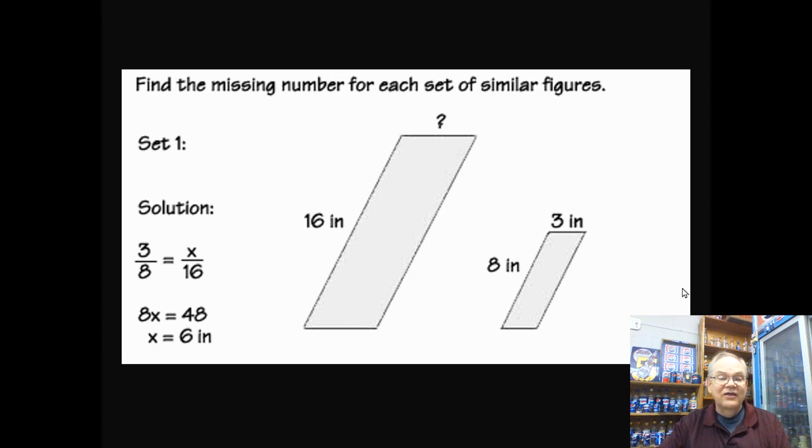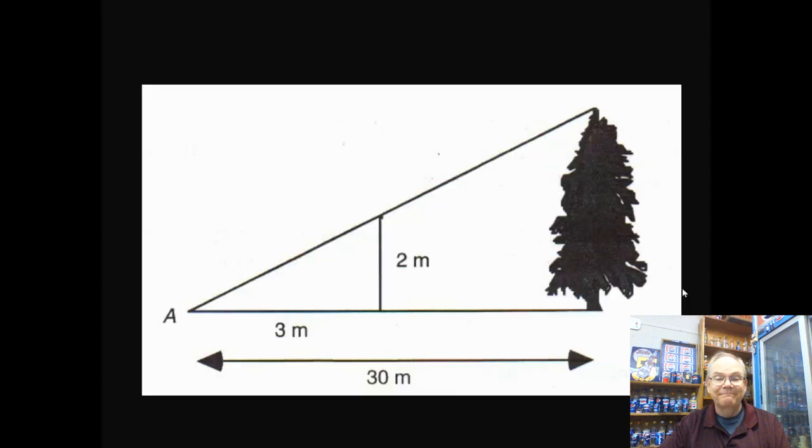Here they put 3 over 8, again just looking at parts of the smaller of these parallelograms. That's going to equal x over 16, the sides that are in the same places for those. And when you solve it, you end up with 6 inches for the top of the big parallelogram.